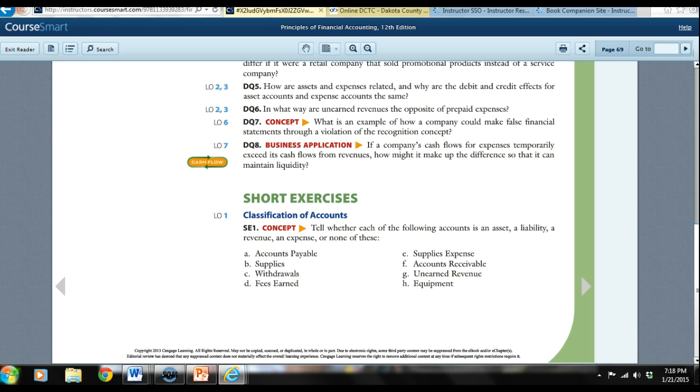Here's the T account. This increases, that decreases. This increases, that decreases. Does this help? Yeah. This increases, that decreases. Okay? Got it?